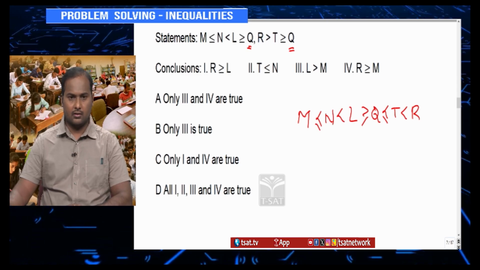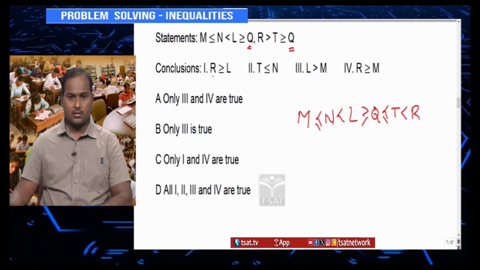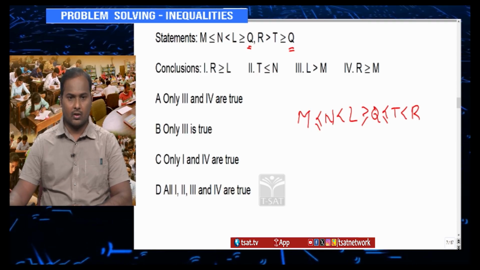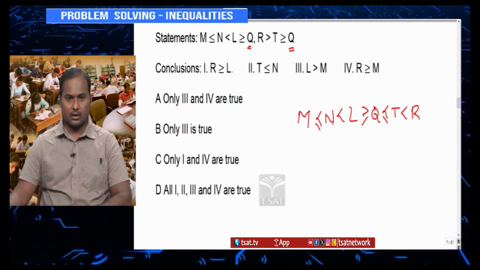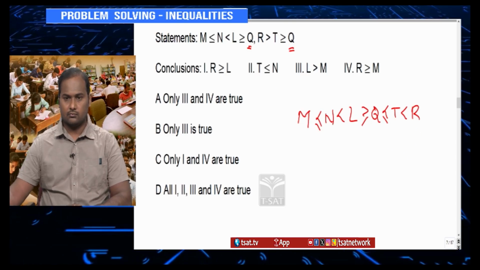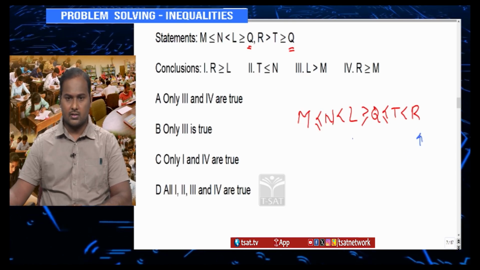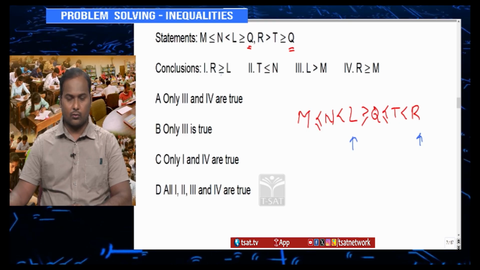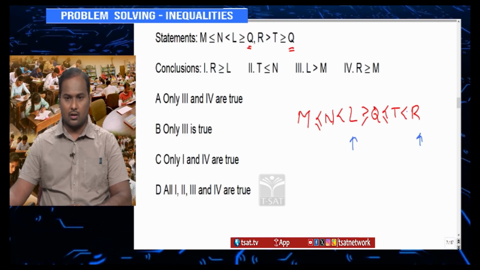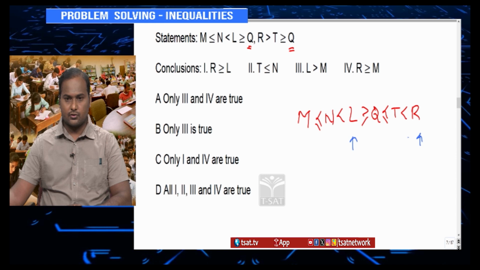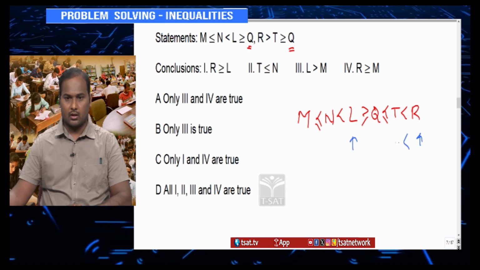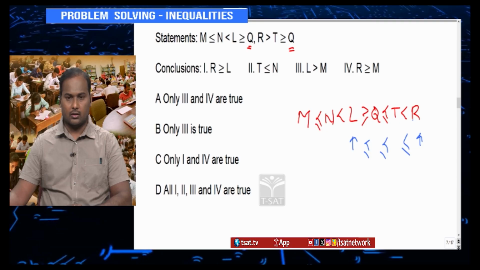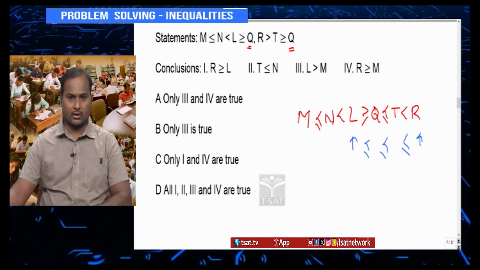Now let's check the conclusions. Now he is asking the relation between R and L. So R is greater than or equal to L. So where is R? R is here. And where is L? L is here. So it is saying that R is greater than or equal to L. So towards R, all the symbols should be greater than or equal towards R. Then only that particular conclusion becomes correct.